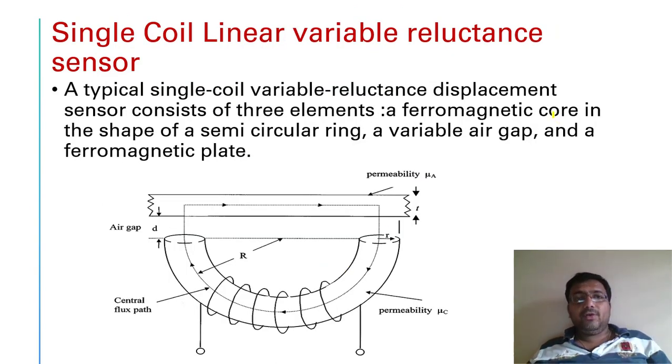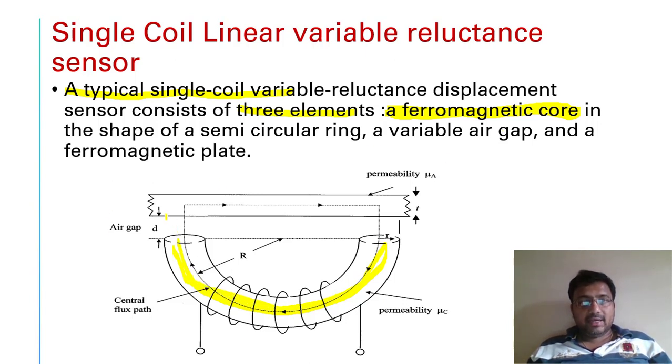Here we'll see the first type of inductive sensor, the single coil linear variable reluctance sensor. In this we have a single coil and it is a linear sensor. Typically a single coil variable reluctance displacement sensor consists of 3 elements. Which are those? A ferromagnetic core. For every inductive sensor the ferromagnetic core is an important component, in the shape of a semicircular ring. So this semicircular ring is the ferromagnetic core.